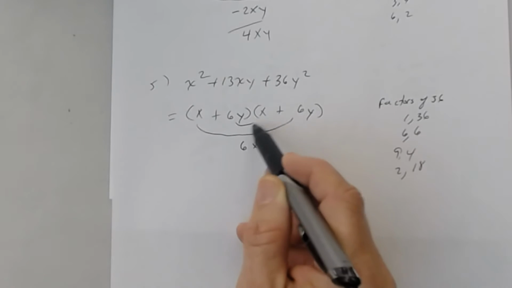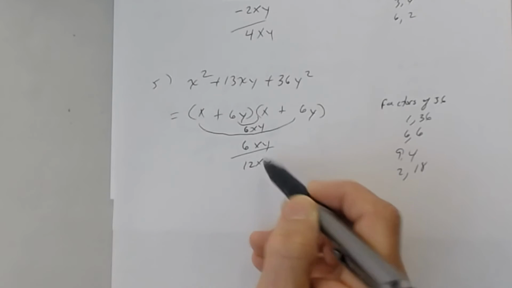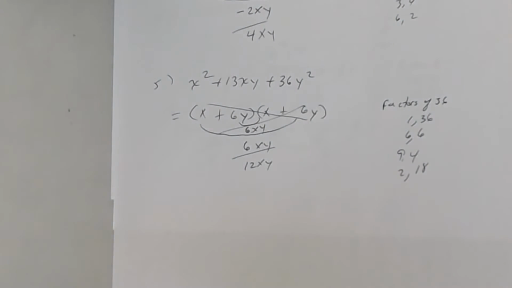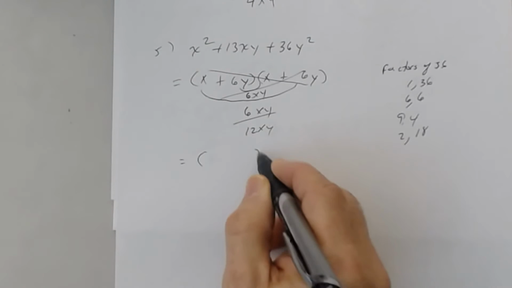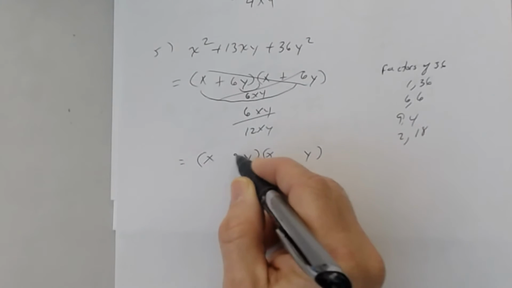6xy. What's the inner? And we add them up, what do you get? Is that what you wanted? No. So obviously 6 and 6 will not be the ones that you will use. So what are you going to try next? 9 and 4? Okay, so let's do this again. Let's do 9 and 4. So x, y, 9, 4.